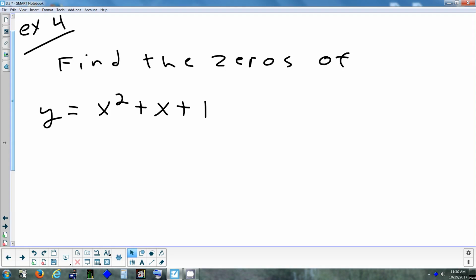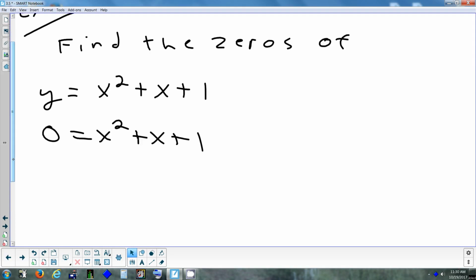Andrew, are all the x's already on one side? Yeah, then we're good to go. Fill in 0 for y. And solve. And what kind of equation is this? Yeah, it's quadratic. And how can you solve a quadratic equation? Factoring. You can factor if it works. Don't think factoring is going to work on this one. So what else can you do?